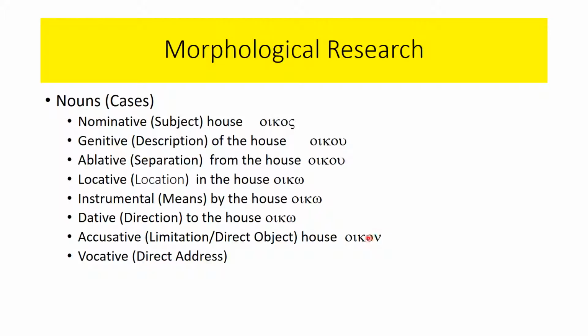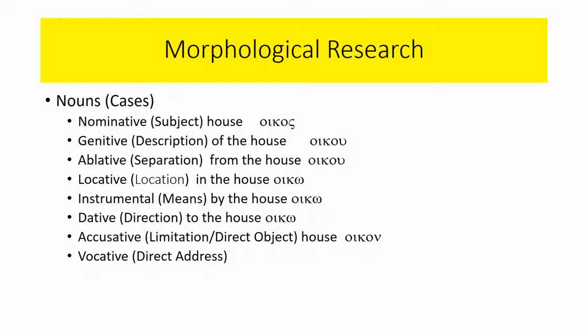So see, the morphology in Greek, the endings change. In English, you add a preposition. But that means these nouns have morphed from nominative to genitive to ablative to locative to instrumental to dative to accusative. Or if you will, it goes from subject, description, separation, location, means, direction, limitation, and direct address. In English, we add prepositions. In Greek, they add an ending. Os, ou, o, on. That's morphology, how nouns change.